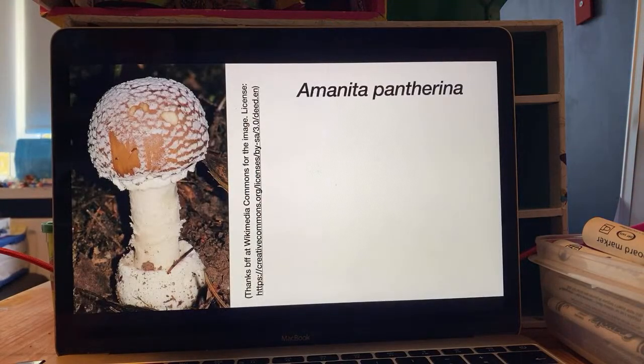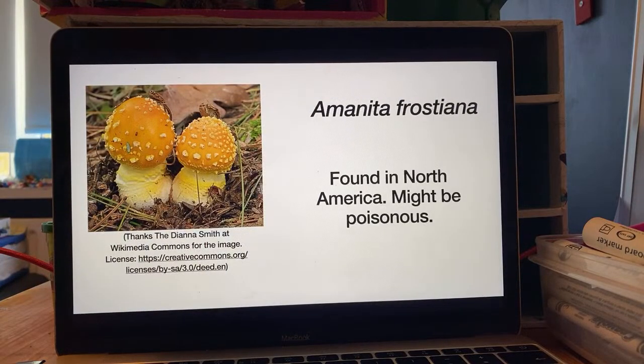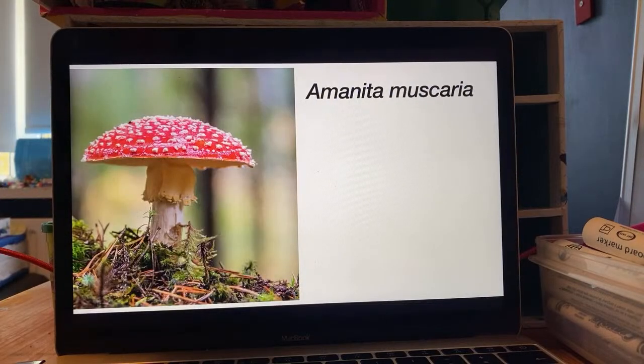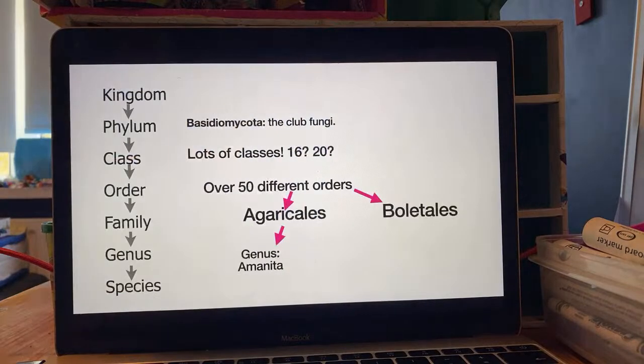We looked at Amanita pantherina, incredibly poisonous. We looked at Amanita frostiata, found in North America, might be poisonous, and of course, the fly agaric, which we haven't mentioned at all yet, its proper name is Amanita muscaria, the bright red one with the beautiful white warts on it, which is also poisonous. And Amanita verosa, the destroying angel, which is deadly poisonous, but fascinating.